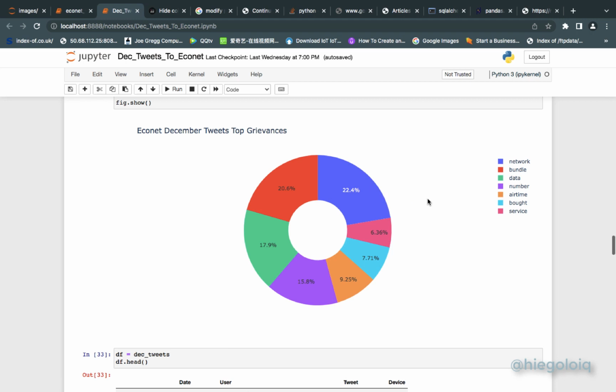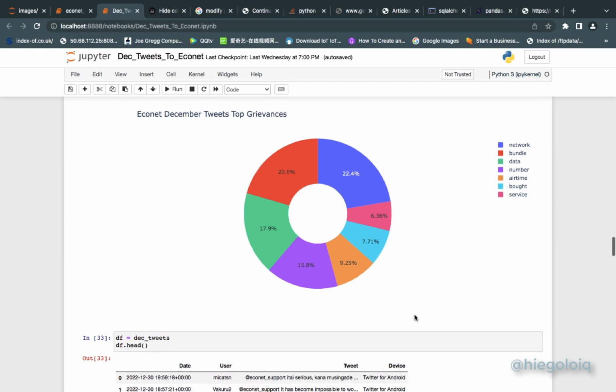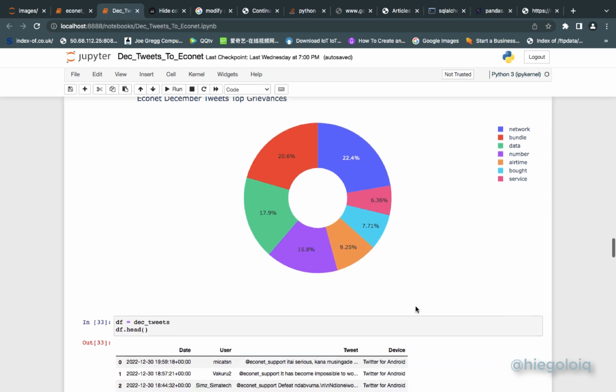If you're really keen on developing our products and customer service, those are areas that we can probably start looking at right away. I know Econet sometimes takes its consumers for granted, by the way. But yeah, this is a good starting point. That's what I'm trying to say.